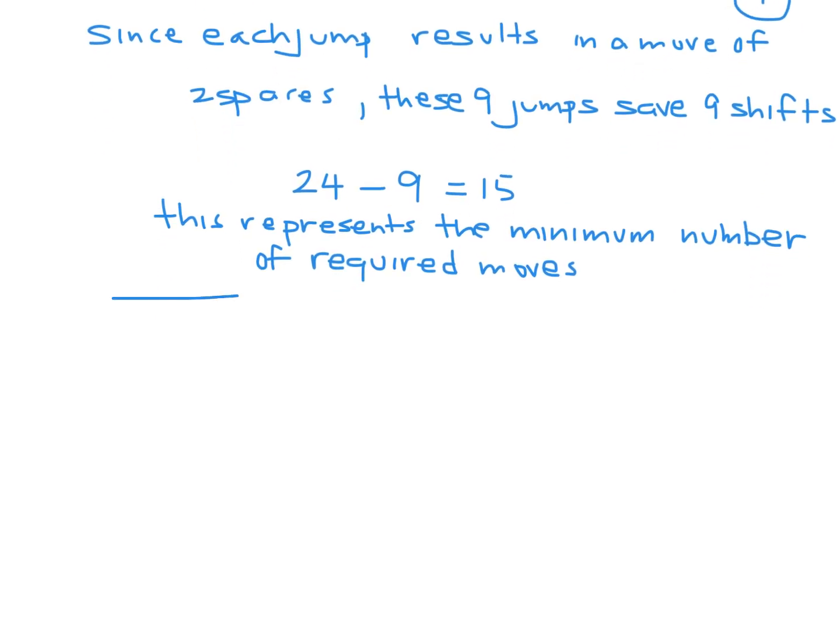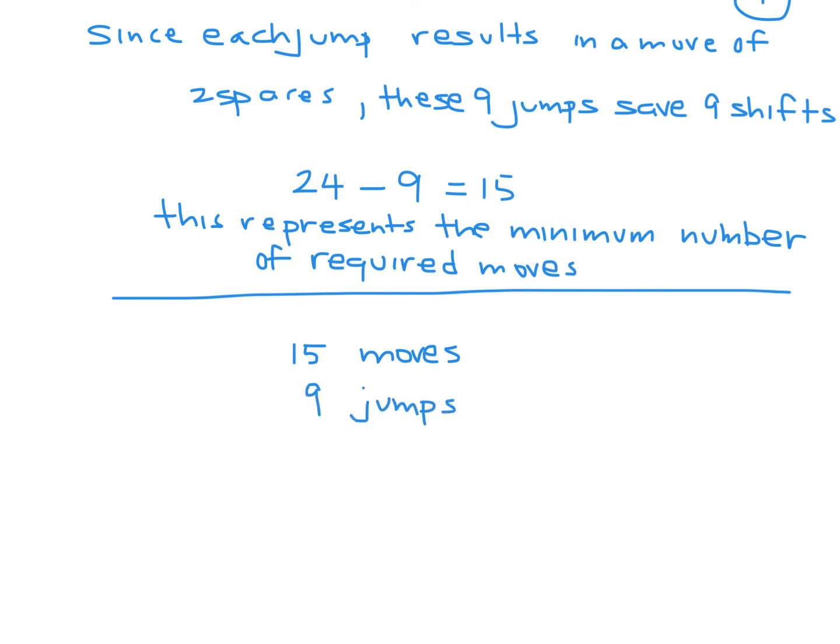Now, when you were creating this diagram like we did above, that would mean there's going to be a minimum of 15 moves. And 9 of those moves are going to be jumps. And therefore, the other 6 would be shifts. And basically, that would be how the diagram would be constructed.